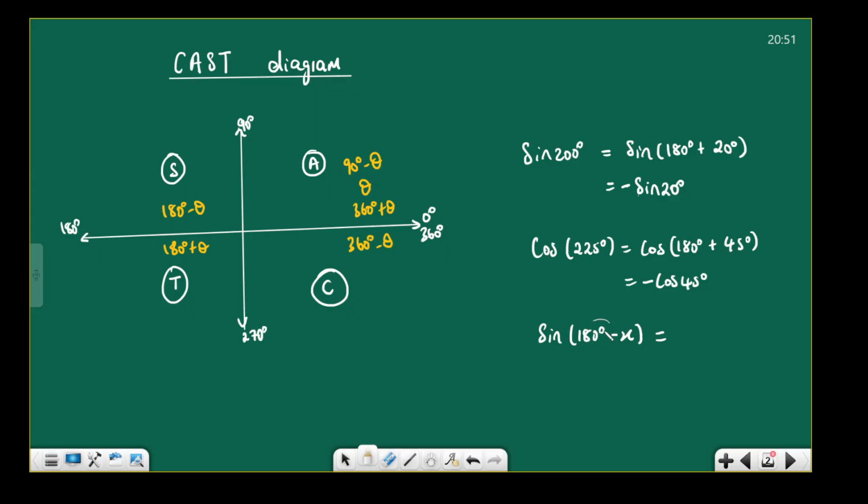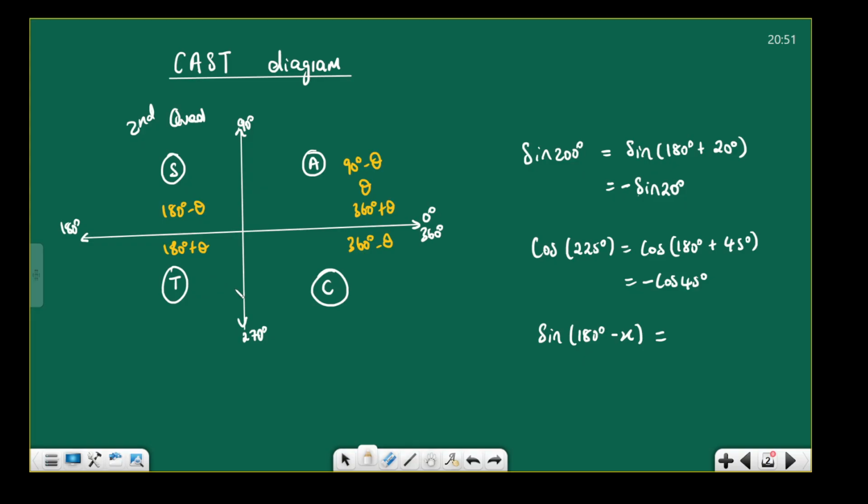Because with 180 minus x, already you can tell that it is the second quadrant. You see, they're already giving you the quadrant. You don't have to locate it. For example, if I give you 200, you must first of all say, 200 is bigger than 90, and it's bigger than 180, but smaller than 270, so it's here.